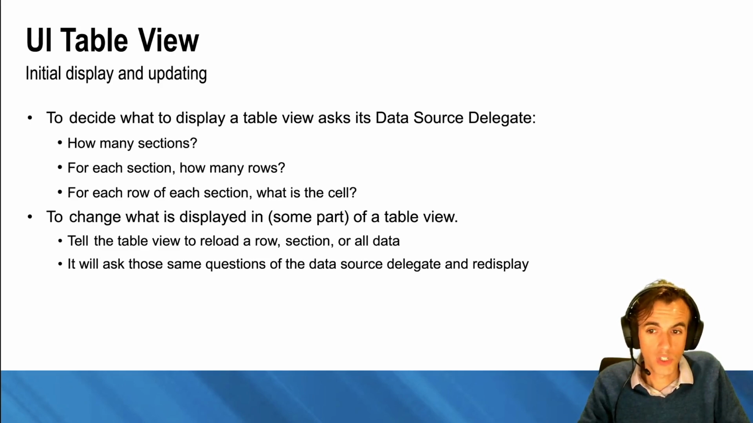And when you want to change what's displayed in the table view, what you have to do is tell the table view that one of the sections is being reloaded, or it's having a row inserted at a particular position, or it's having a row deleted at a particular position. And when you do this, it will trigger the table view controller to go back and call the data source delegate again and ask it some of these same questions, which is, for a particular row or a particular section, how many rows are there now, and for those rows, which are the cells that should be being displayed there. And we'll go into more detail in the workshop to describe this.